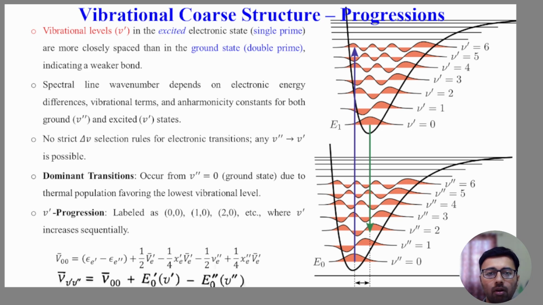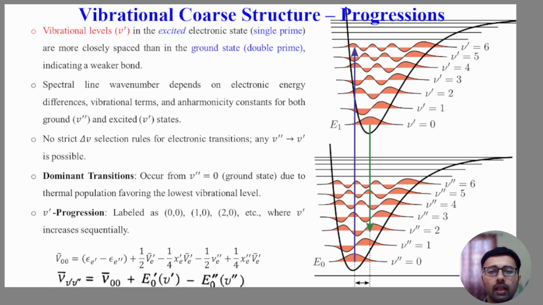A weaker bond corresponds to a shallower potential well. And when the potential well becomes wider, the spacing between vibrational levels becomes smaller. This is why the vibrational levels in the excited state appear closer together.